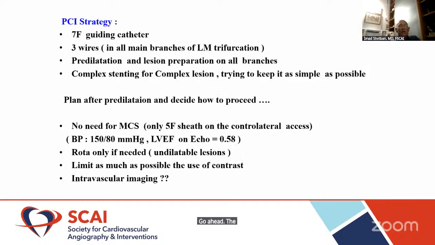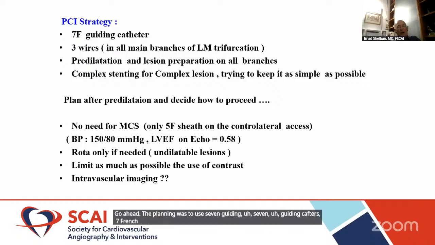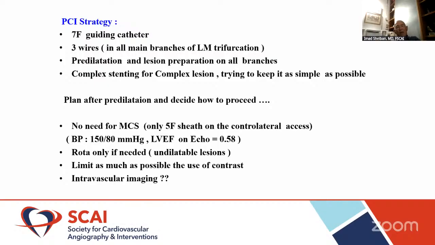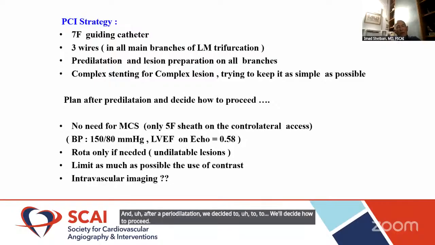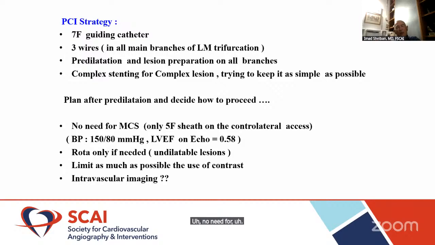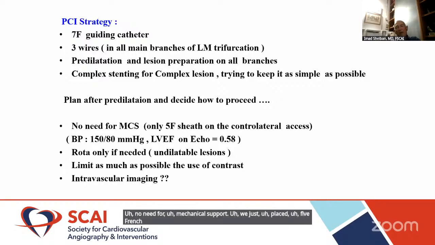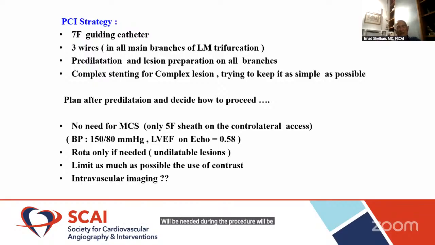The planning was to use 7 French guiding catheters, 3 wires, pre-dilatation or lesion preparation, and complex stenting for complex lesions, trying to keep it as simple as possible. After pre-dilatation, we'll decide how to proceed. No need for mechanical support. We just placed a 5 French sheath on the contralateral axis in case it is needed during the procedure. We'll be ready to place it.